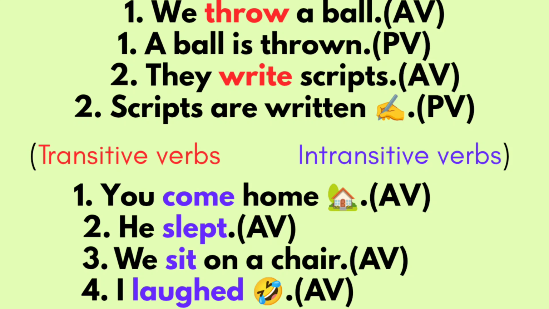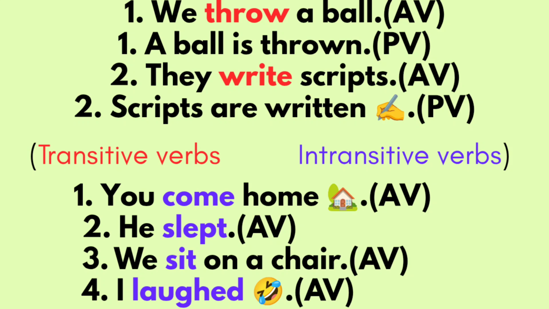If you look at these two examples, you find two transitive verbs: throw and write. And what are the objects? A ball, scripts. These are objects. By using objects, we have made passive voice sentences. Scripts are written. A ball is thrown. I hope it is clear. A transitive verb takes an object in order to make passive voice.